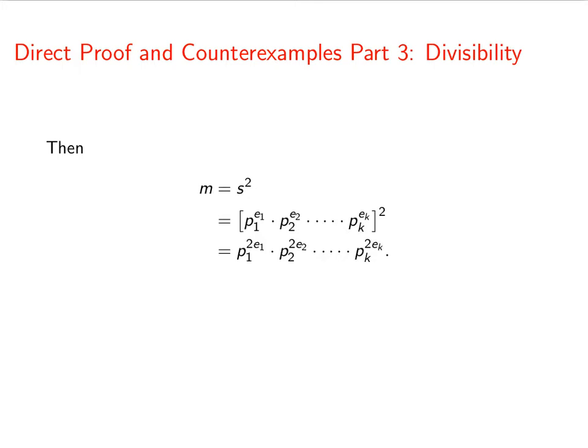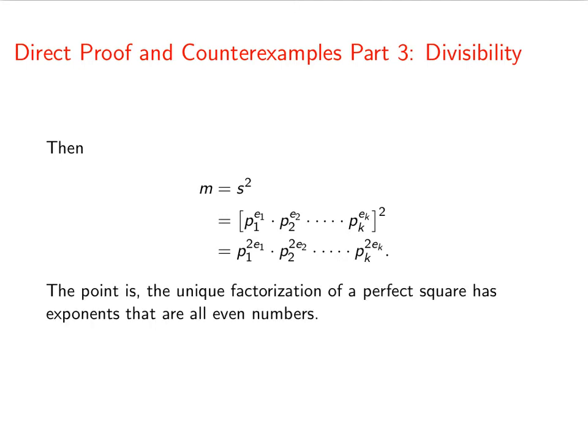So then we can take that square, since it's on top of a product, we can distribute that square onto each piece. So that's p1 to the 2e1 times p2 to the 2e2, and so on down to pk to the 2ek. The important thing here is that if we take a perfect square and write down its unique factorization into primes, it's going to have a factorization where the exponents are all even numbers. And that's a fact that we're going to keep in mind through the rest of this problem.